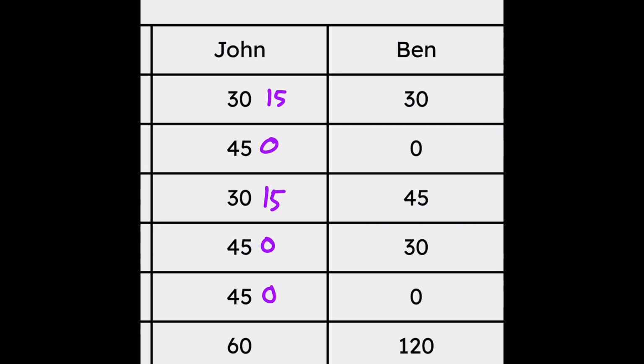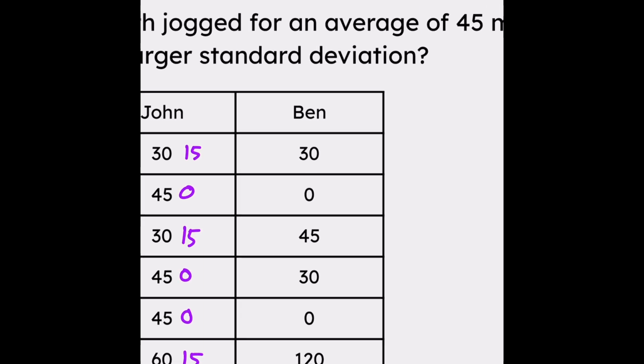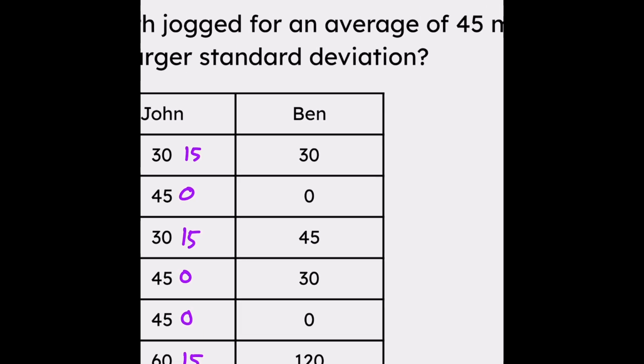If we keep going, you can see that the average distances are pretty small, right? So the standard deviation is not that much. Versus Ben, he's more inconsistent with his jogging time. One day he does 30 minutes, next day he does nothing. Next day he does 120 or 90. Other days he does nothing, right? So his values are much more spread out.